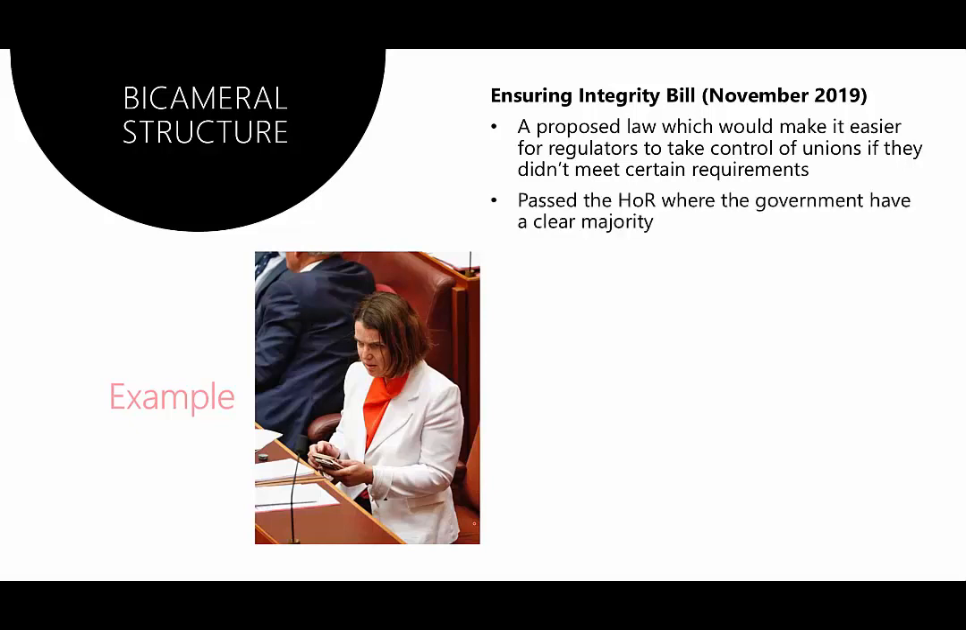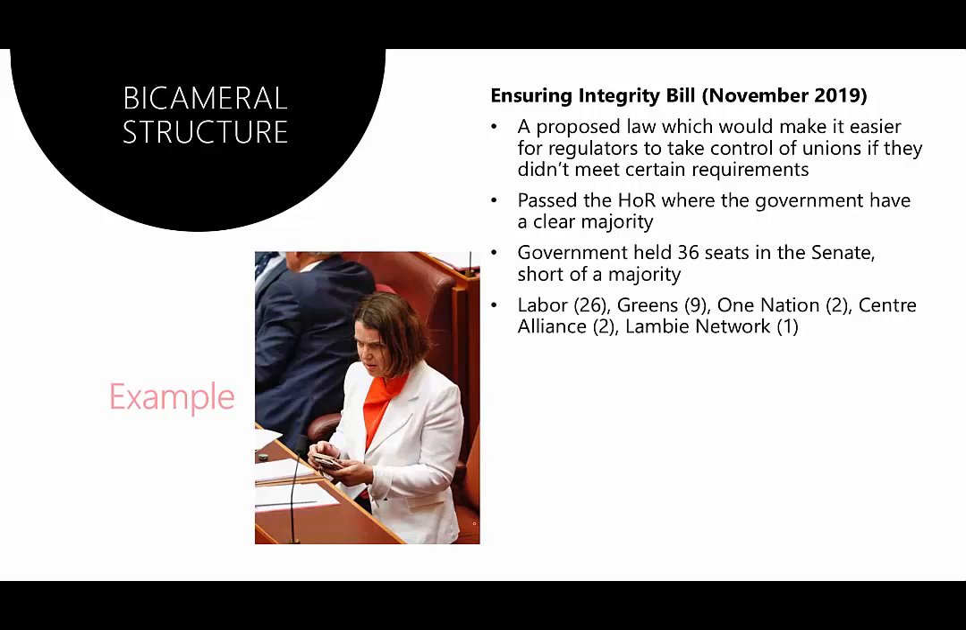Easily passed the House of Representatives because the government have a majority. So that's important when understanding the bicameral structure, is that the government has a majority in the House of Reps, usually, and as a result can pass any law they want through there. What then has to happen is they have to get support from other parties in the upper house.